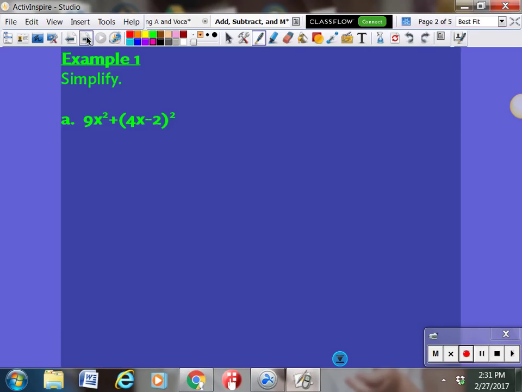So the first example we're going to look at is 9x squared plus (4x minus 2) squared. In this problem I have parentheses with an exponent of 2, so I need to deal with that first. Since there is a binomial inside of the parentheses, you cannot distribute the 2, so you're going to have to write 4x minus 2 twice. In order to multiply 4x minus 2 times 4x minus 2, you're multiplying a binomial times a binomial. So to multiply a binomial times a binomial, you're going to use the box.